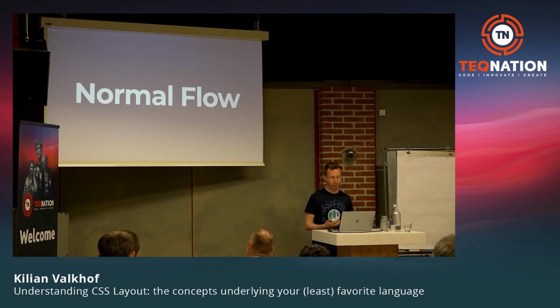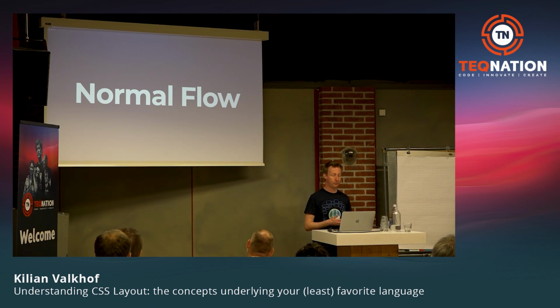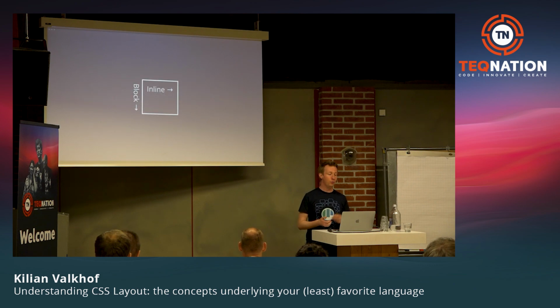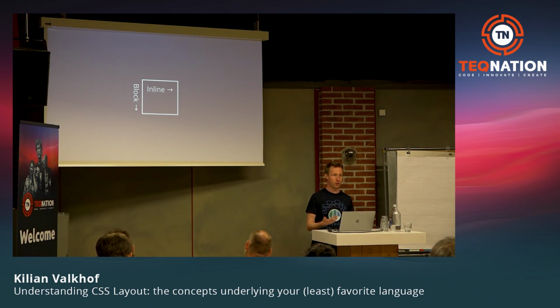That's normal flow. Now, normal flow is the first and simplest layout algorithm in CSS, and it's the one you get when you don't do anything. It's from when the web was made for documents, and normal flow is essentially the way text flows across a page. It goes from left to right, top to bottom, for Western languages, of course. But I won't get into multilingual layouts in this talk. So from left to right is what we call the inline direction, and top to bottom is the block direction.